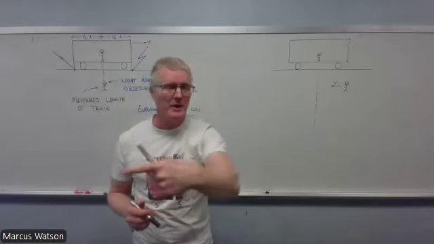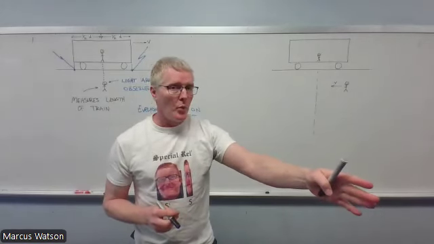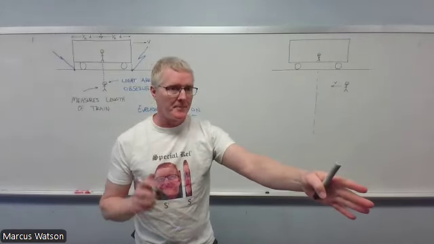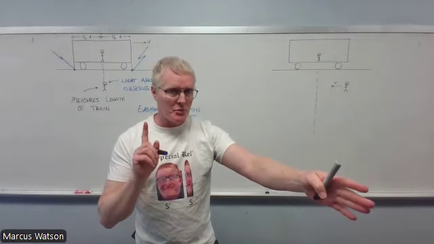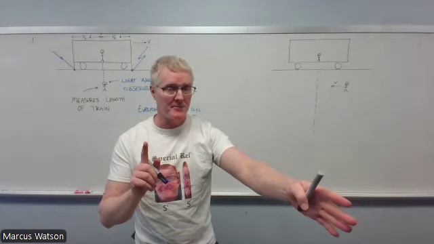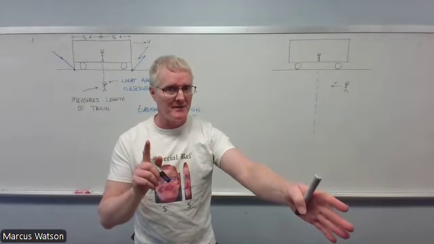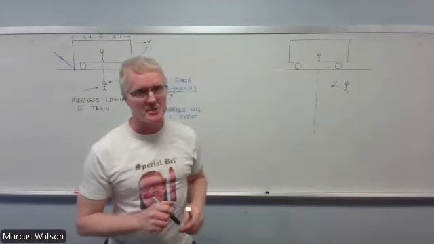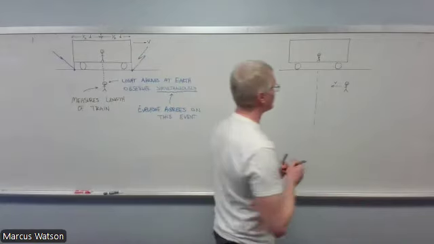Yeah, it's going this way. So, according to the person on the train, if light is to be received by that observer simultaneously from both lightning strikes, we have to see one of these lightning strikes before the other one. Here's the reason why.